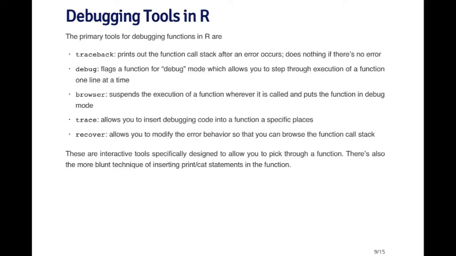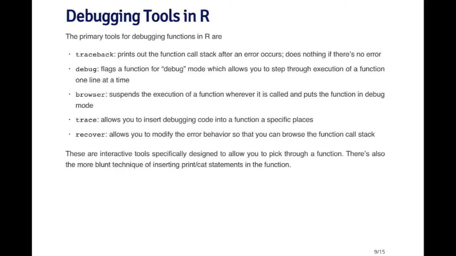So you can try to identify where in the sequence of function calls the error occurred. Otherwise, all you know is that you called one function and an error occurred, but you have no idea how many other functions were called underneath. So the traceback function will tell you that. And I'll give you an example.